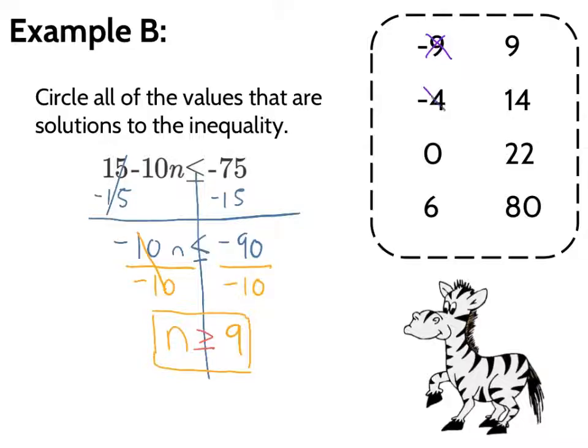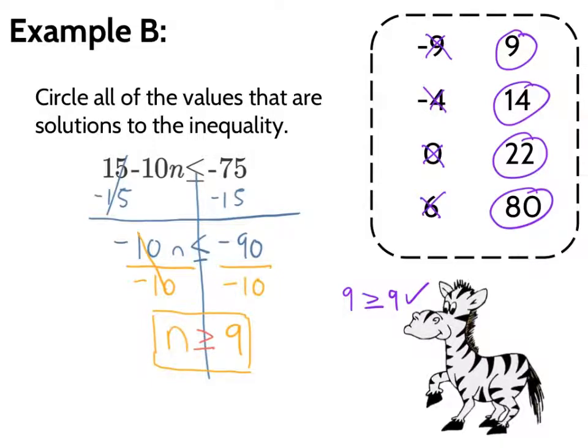Negative 4, not greater. 0, not greater. 6, not greater. But now I've got positive 9. So the question is, is positive 9 greater than or equal to 9? And yes, it is, so that is a solution to my inequality. 14 greater than or equal to 9? Yes. 22 greater? Yes. 80 greater.